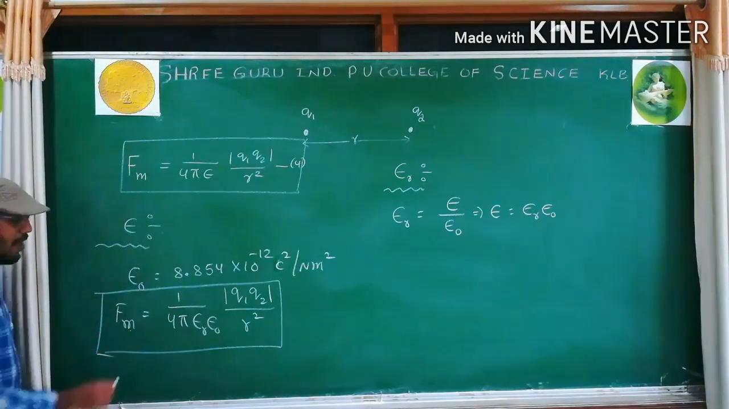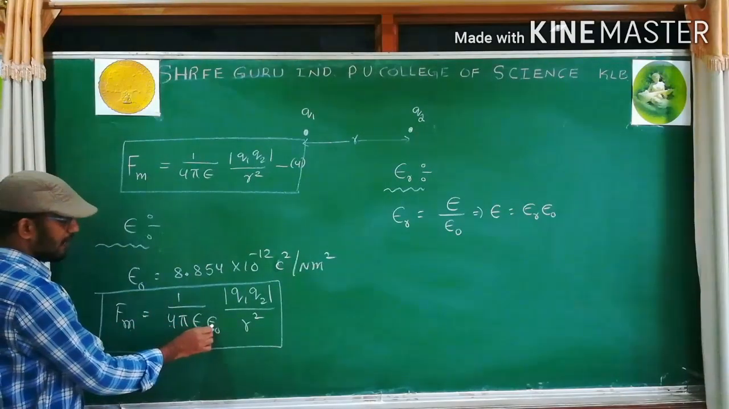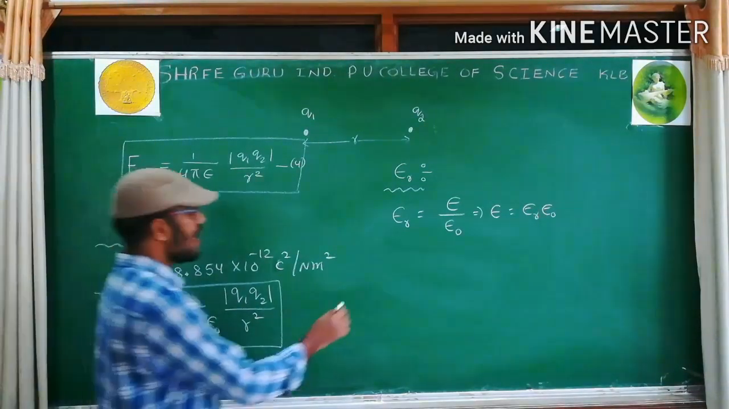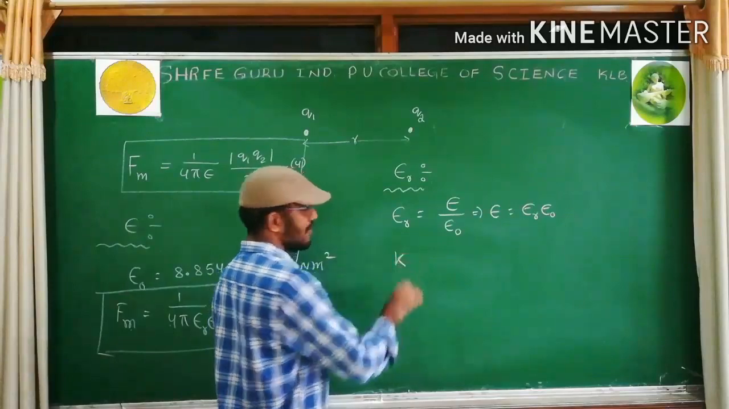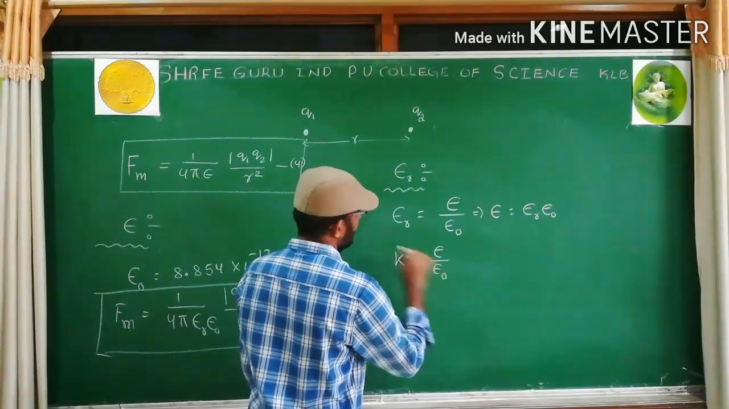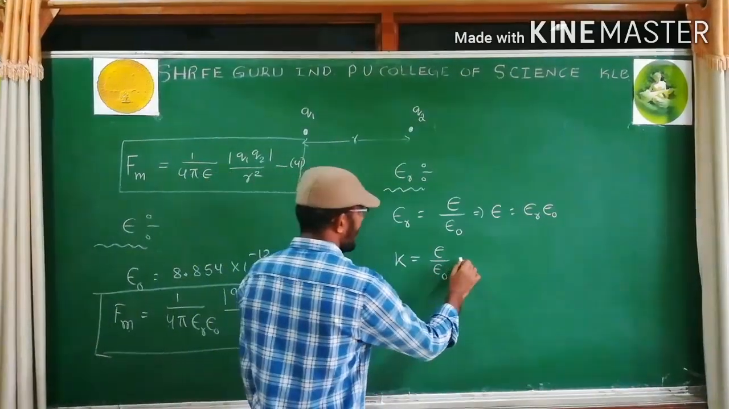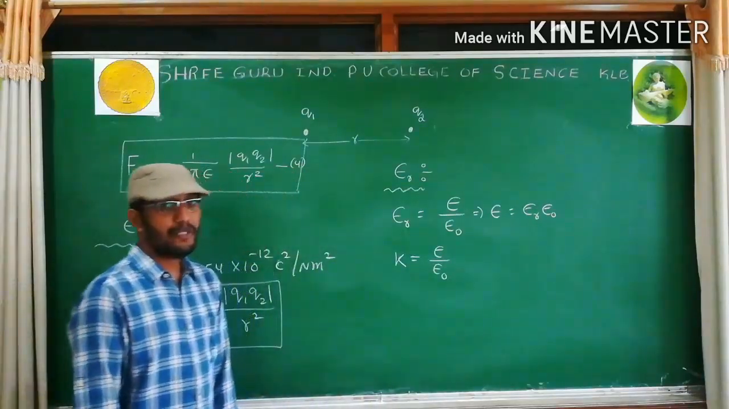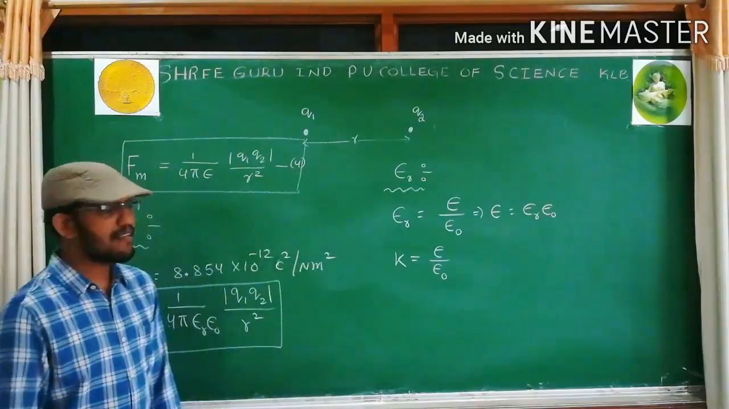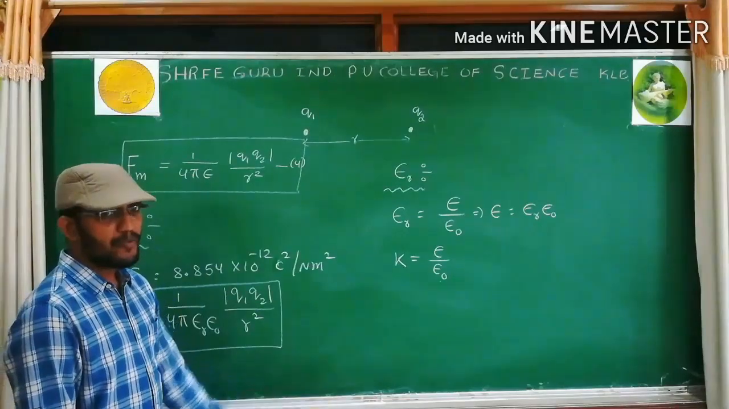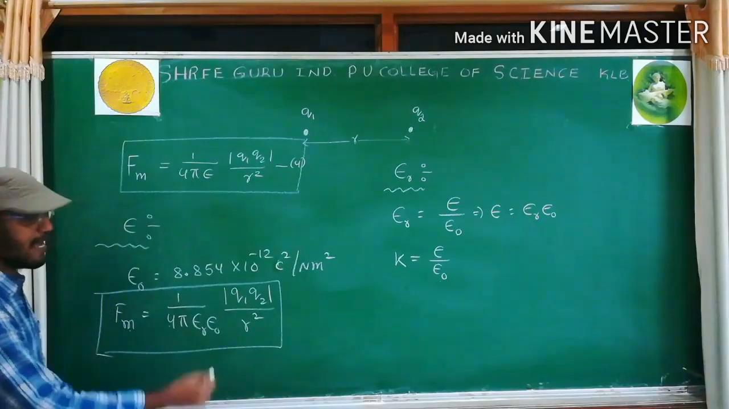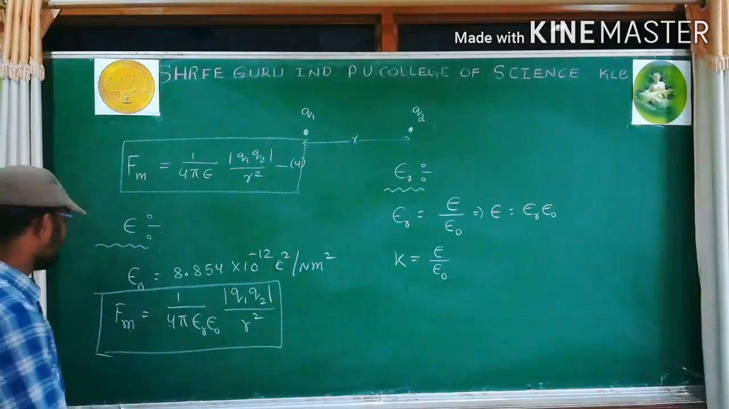So Fm is equal to 1 by 4 pi epsilon naught into modulus of q1 into q2 divided by r square. Here epsilon r we can write like a k also, that is called dielectric constant. So k is equal to epsilon by epsilon naught. It is a dimensionless quantity and unitless also. Epsilon and epsilon naught have the same units, so they get cancelled. It is purely a ratio, a purely numerical value. That's why k doesn't have any unit and dimensions. It is a dimensionless and a unitless quantity.